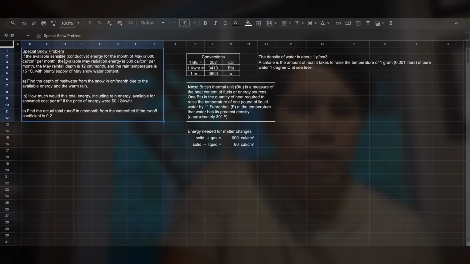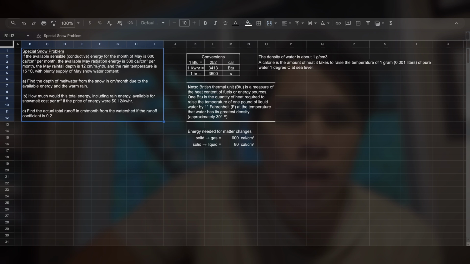Let me explain really quick what all these types of energy mean. It says sensible conductive energy. This is the energy transfer that touches the snow. A great example is the wind. It's the energy that wind going right over the snow has. And in our case, in this problem, it says that during May, the energy was 600 calories per square centimeter.